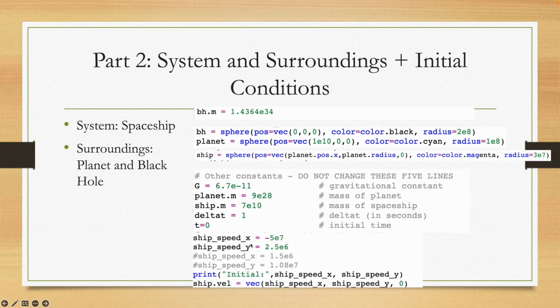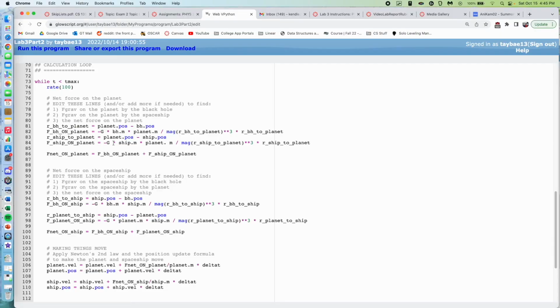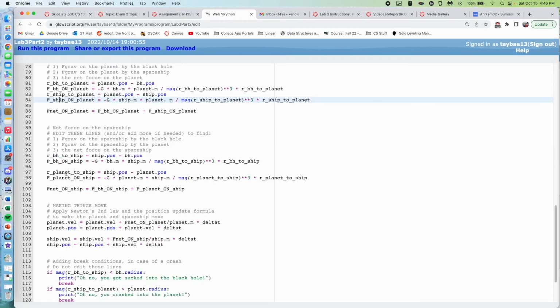So for part two, the system was a spaceship. The surroundings were the planet and the black hole, and all the initial conditions can be seen right here with the masses, the initial positions, as well as the initial speeds of the objects. So now looking at the code for part two, right here what we're doing is just calculating the net force on the planet by adding the force from the black hole as well as the force from the ship. And then right here we're calculating the force on the ship by adding the force from the black hole as well as the force from the planet.